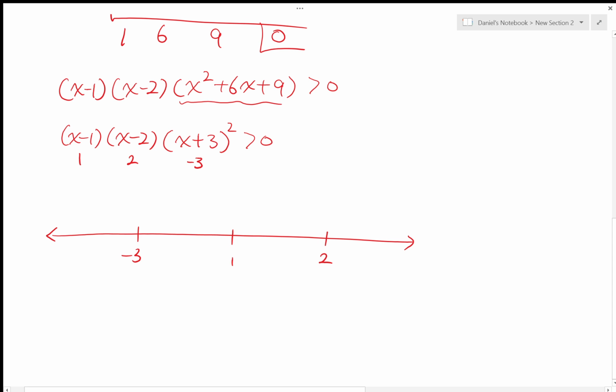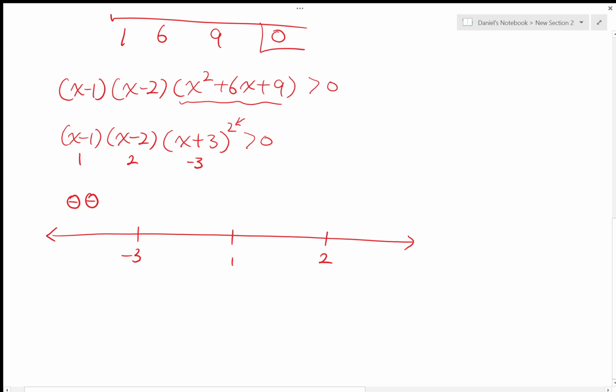Now make sure you have enough space between the numbers. After that, all you have to do is choose any number that falls in, let's say, this interval that is less than -3. So in this case, I'm going to choose -4. Now, when you choose a number, it doesn't really matter what the actual number is. It's just whether you have the negative sign or the positive sign that matters, okay? So if I choose -4, the first one will yield a negative sign. The second one will also yield a negative sign.